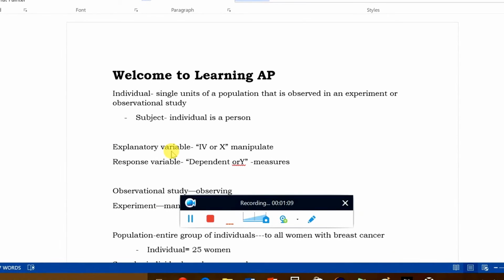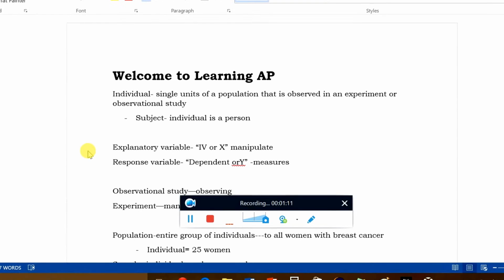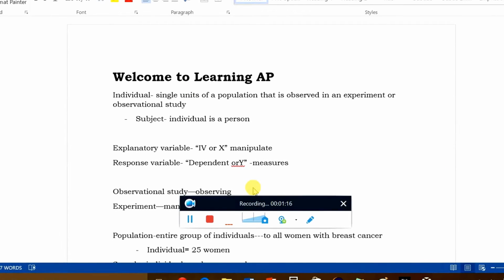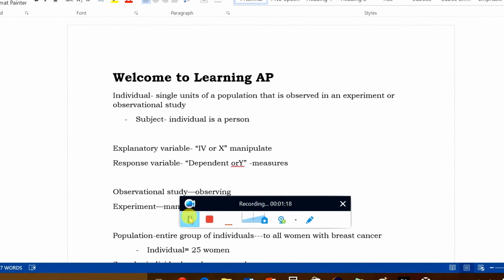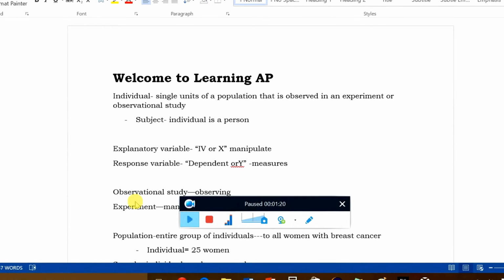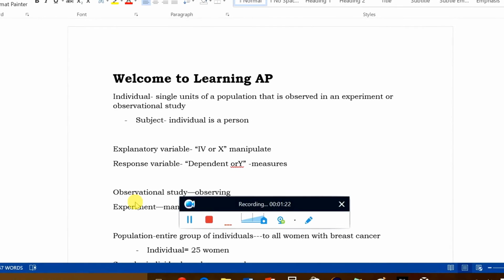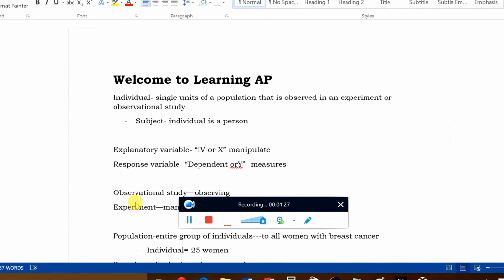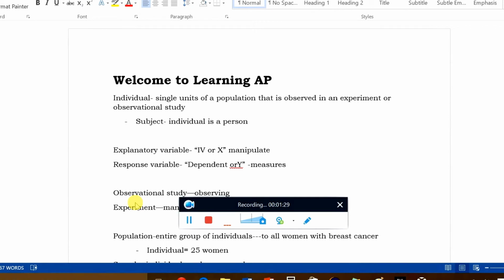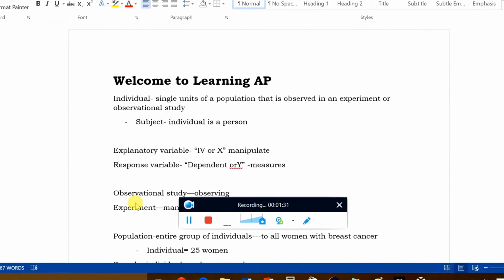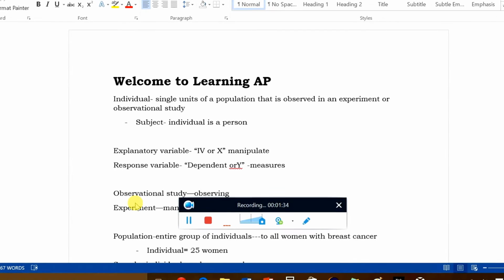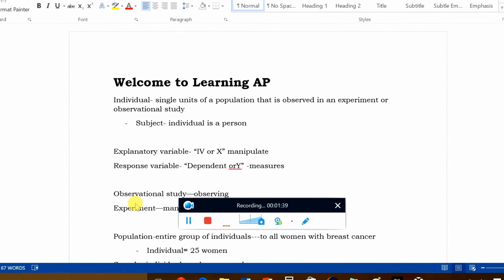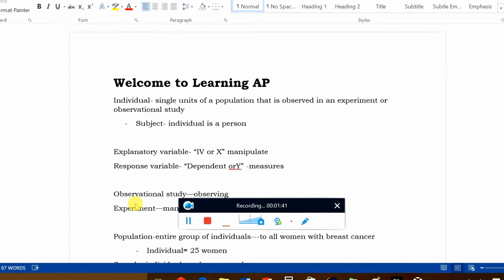So now the next term we're going to go into is the explanatory and response variables. Now the explanatory variable here, it basically means it's the variable that you are manipulating to find a certain outcome. The explanatory variable attempts to explain the observed outcome of a study or an experiment. The explanatory variables are also known as the independent or X variables. So if I wanted to find the effects of fertilizer on plant growth, my independent variable would be the fertilizer, because that is what I'm changing in order to observe the outcome.